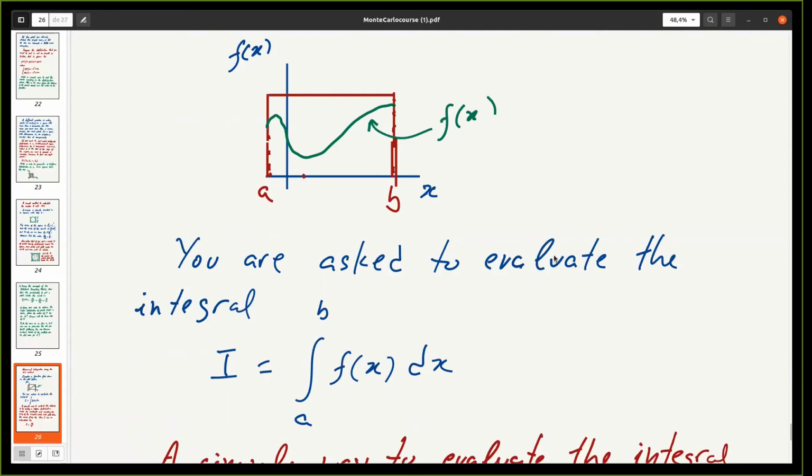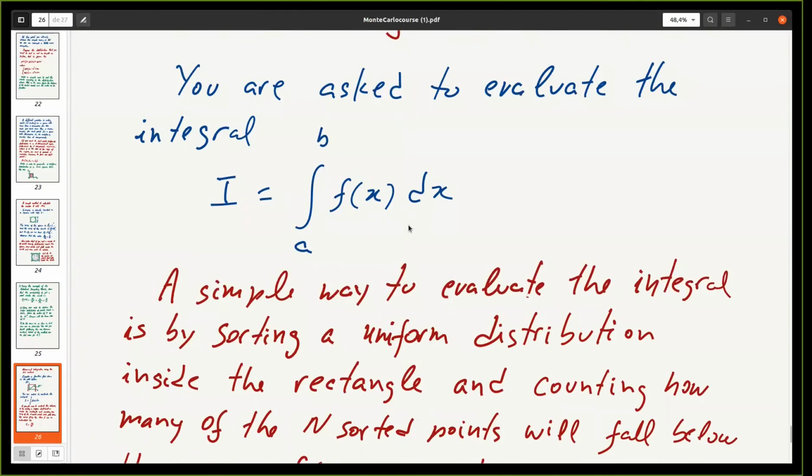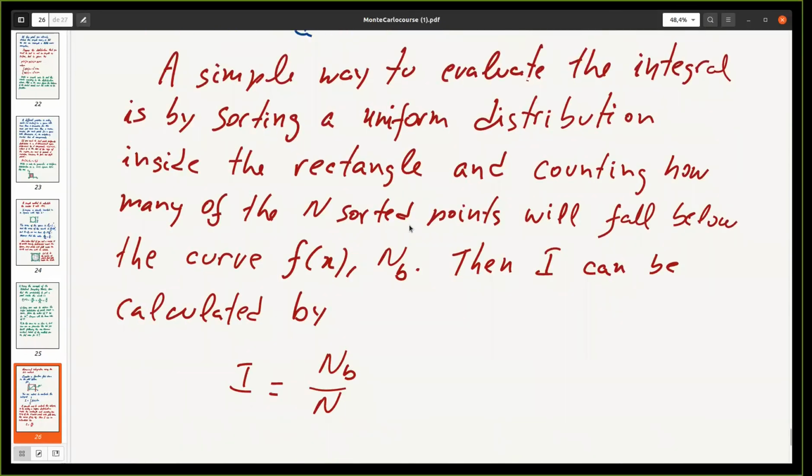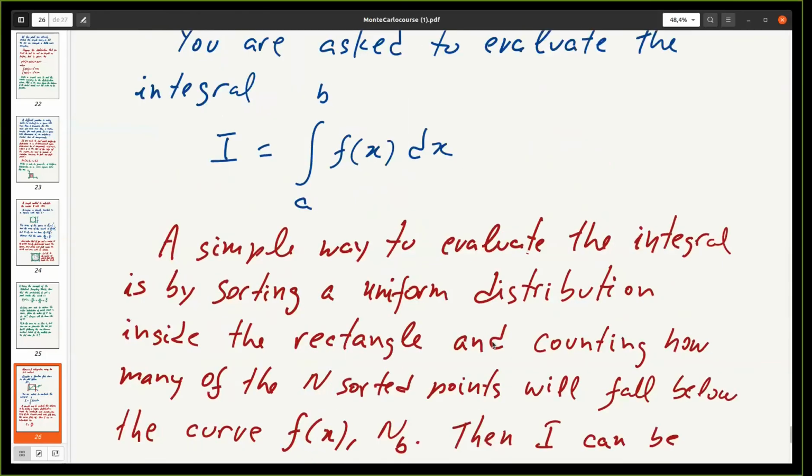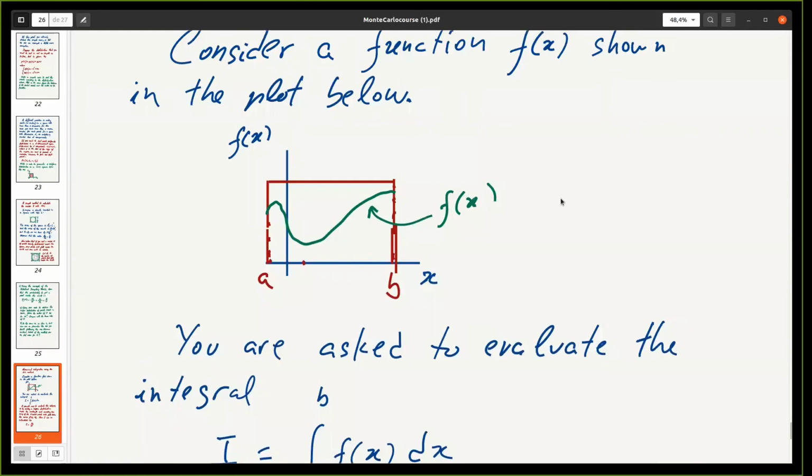How can you do it using Monte Carlo? We just saw that for pi you use the ratio between areas, and to calculate the integral you can do something similar. I have a description in the notes, but I use this figure to tell you how to do it. You draw this rectangle and sort a uniform distribution of points inside the rectangle. Some of them will be above the curve, and the others will be below.